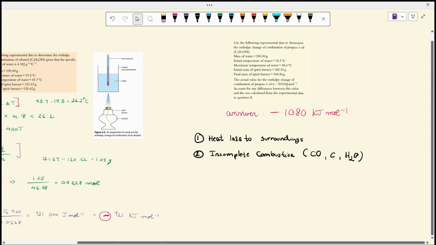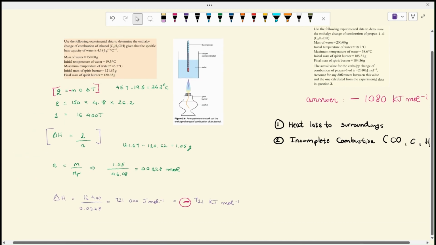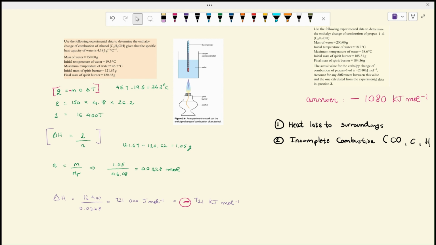I hope you have found this useful. If you did not get the right answer for the second question, have another look at the steps that we went through in the first example. Try it again and I'm sure you'll get it. You've got this.